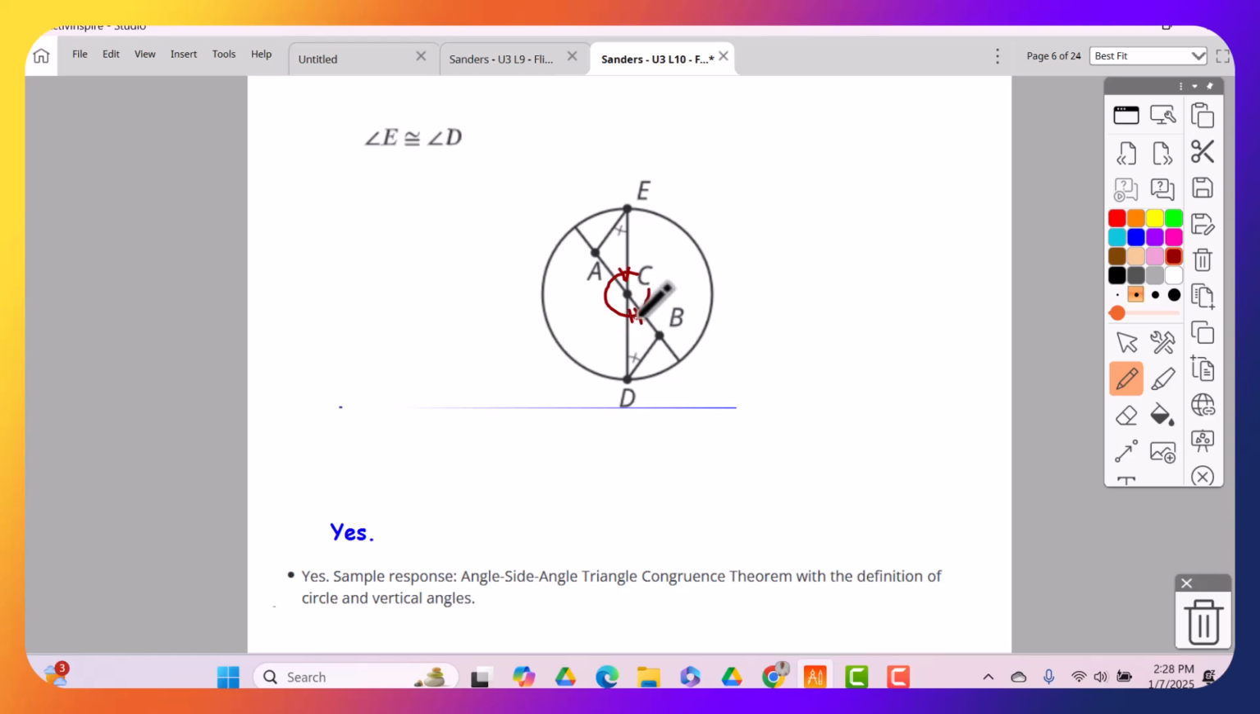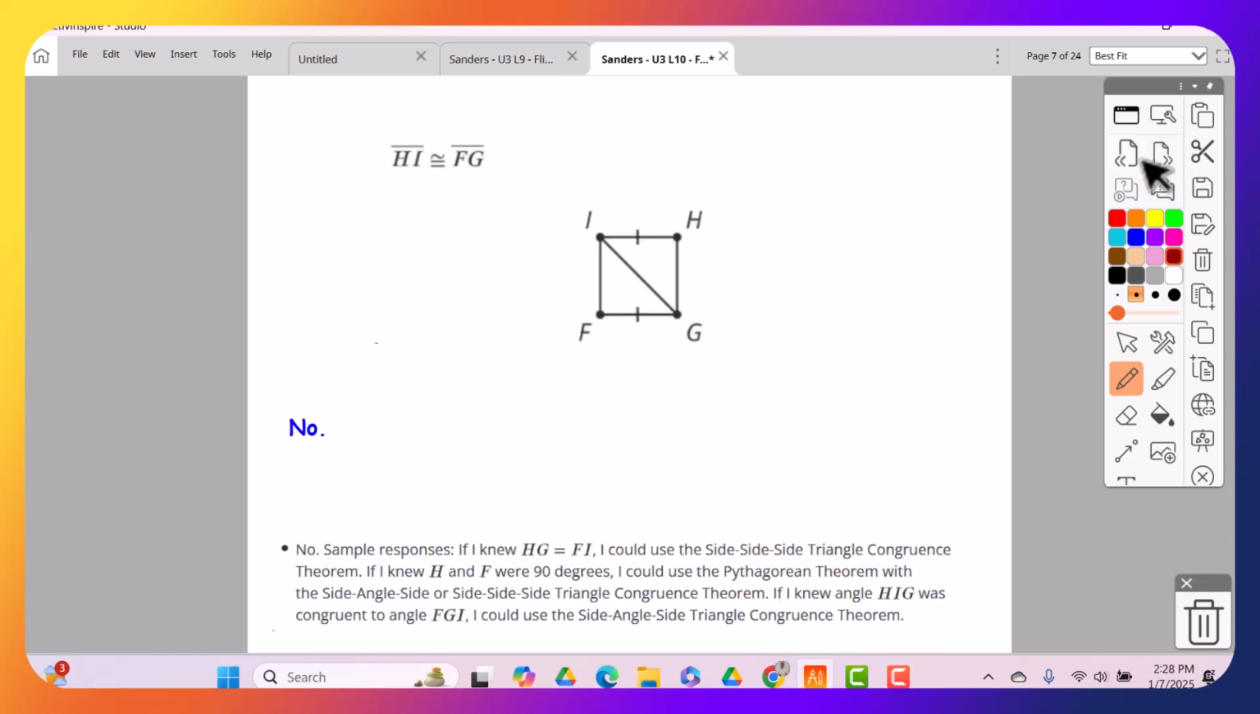So now we have two angles, and since this is a circle, from center C to E and center C to D, these two lines are going to be congruent. And so now we have angle-side-angle, and that proves the congruency. Down here, that's what it says: angle-side-angle triangle congruence. All right, let's move on.